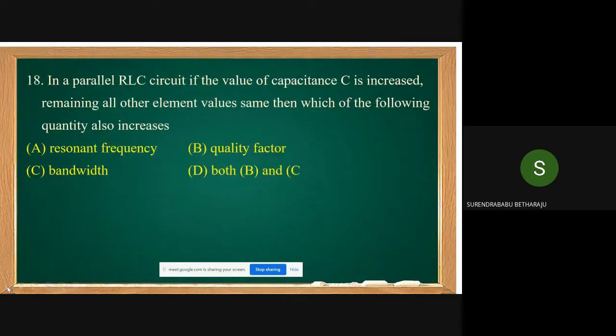Next. In a parallel RLC circuit, if the value of capacitance C is increased, with all other element values remaining the same, then which of the following quantities also increases? Which quantity will increase?